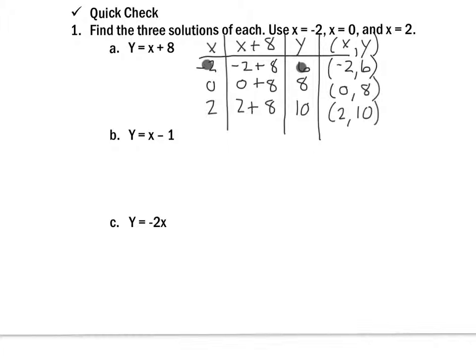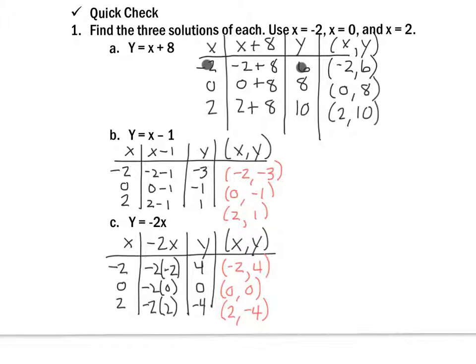I want you to take the time to solve for B and C, y equals x minus 1 and y equals negative 2 times x. You can see the ordered pair solution is in red. So please check your ordered pairs for what you have solved.